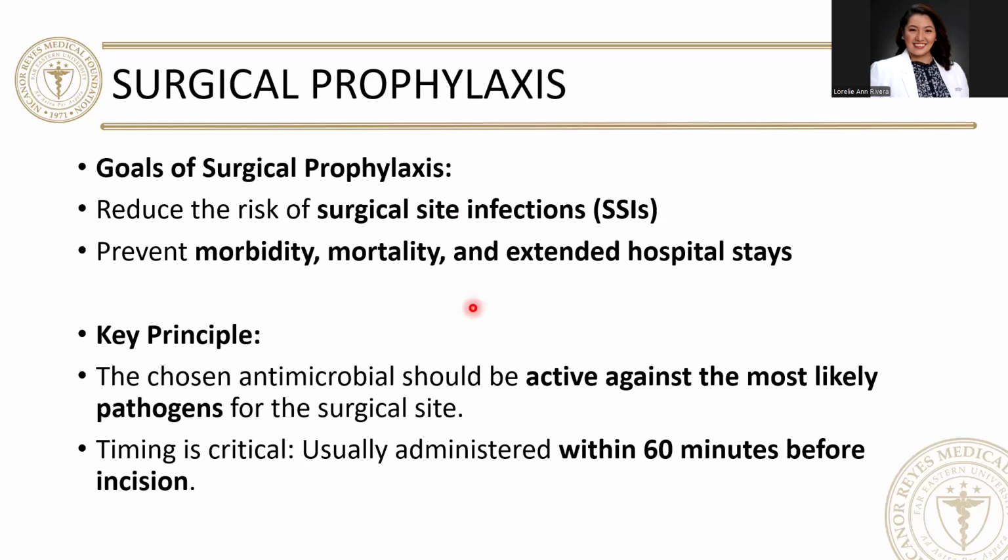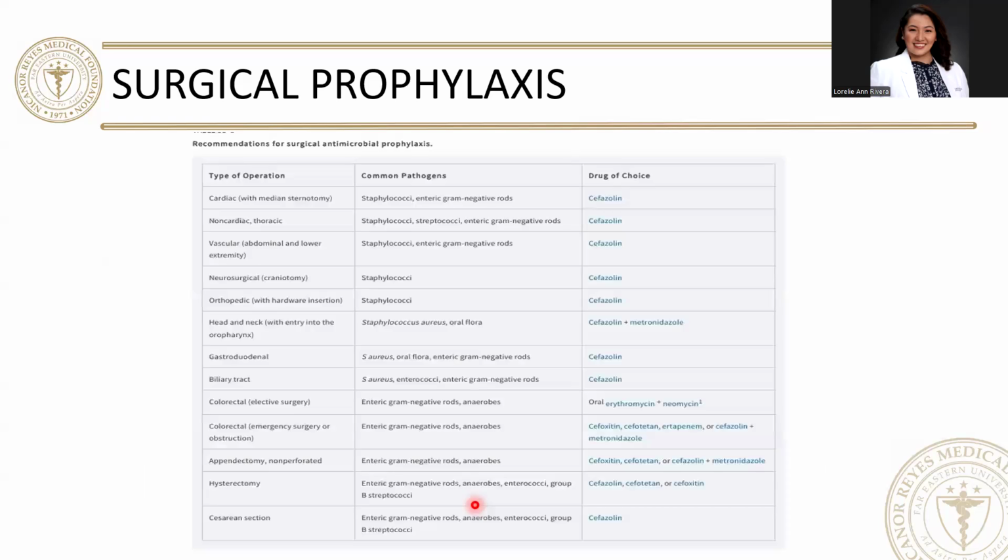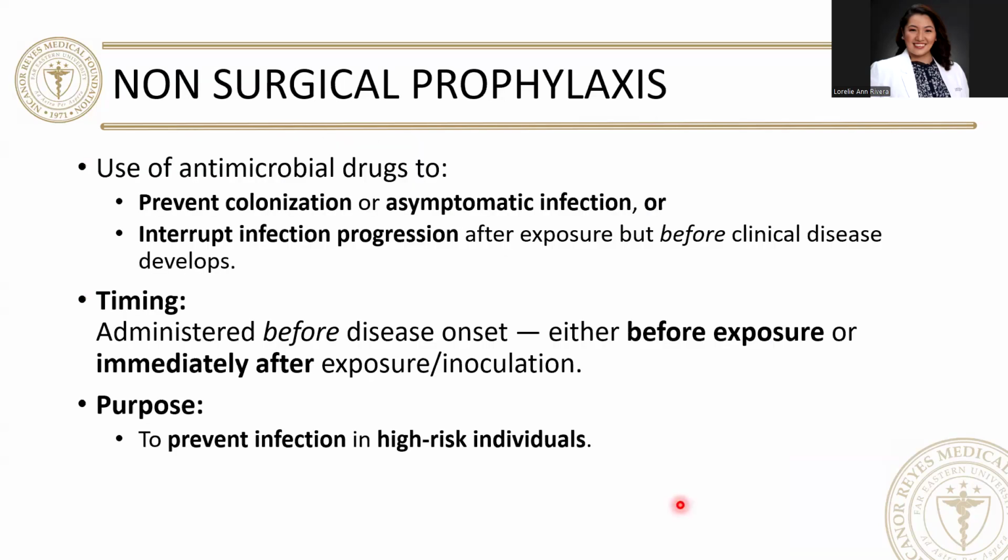The chosen antimicrobial should be active against the most likely pathogen for the surgical site. And the timing is critical. Usually it is administered within 60 minutes or 1 hour before incision. This is lifted from your book, Katzung. As you can see here, different types of surgical procedures, and then the different types of antibiotics that can be given. But as you can see, in general, it is mostly cefazolin, cefazolin, cefazolin, as surgical prophylaxis.